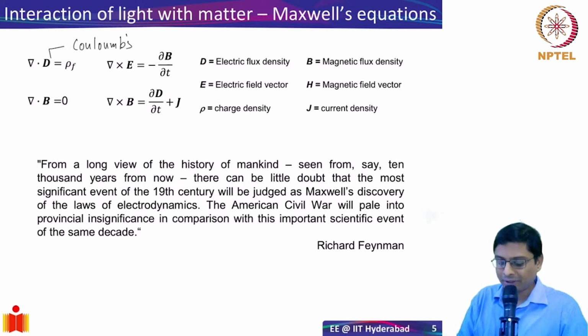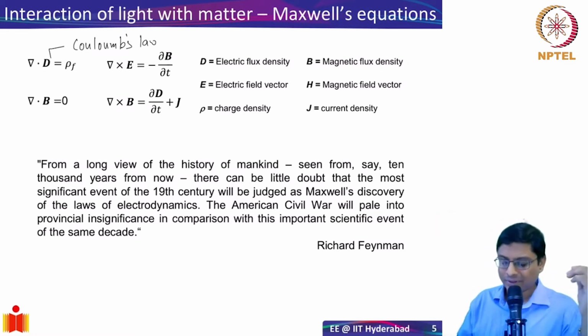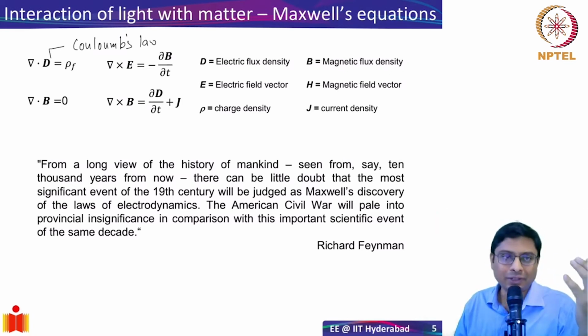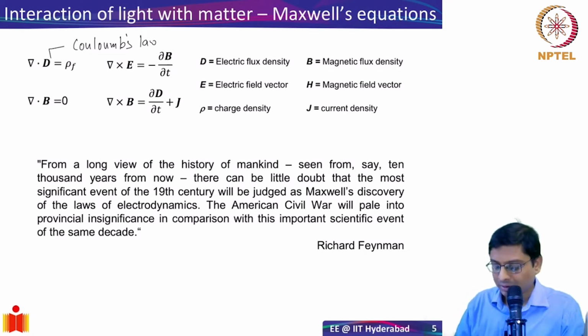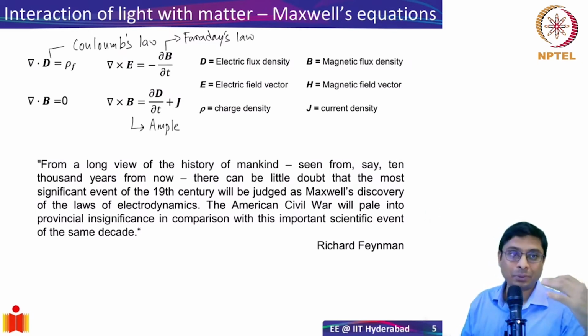which essentially tells you what the electric field is when you have free charge, right? You can calculate the electric field for any distribution of charges using Coulomb's law. And then there is Faraday's law, which tells you that if there is a change in magnetic field, what the induced current is. And then there is Ampere's law, which tells you how the magnetic field is produced when you have changing current.